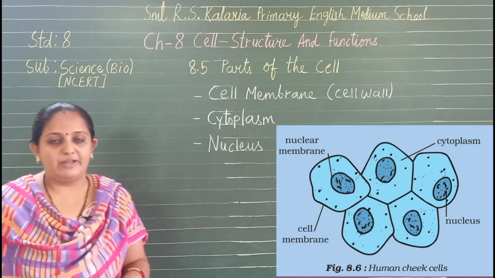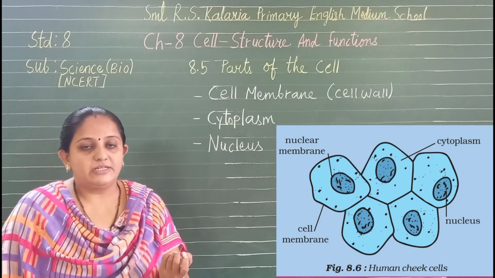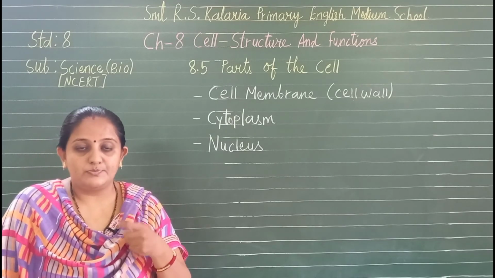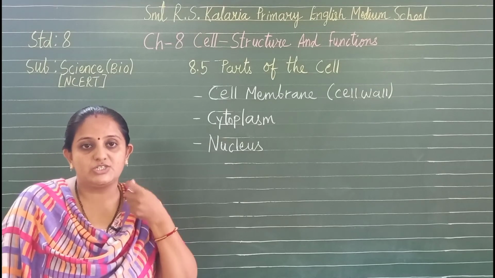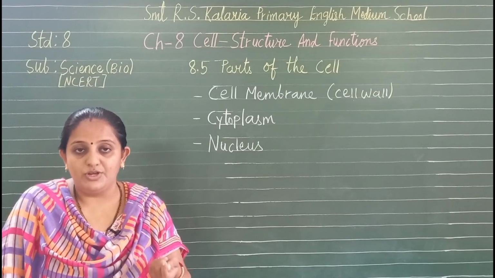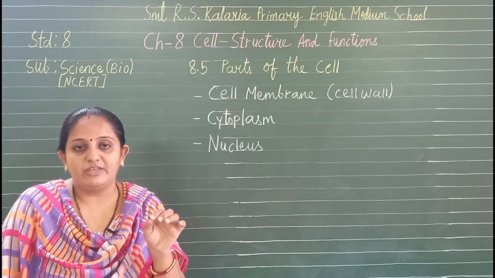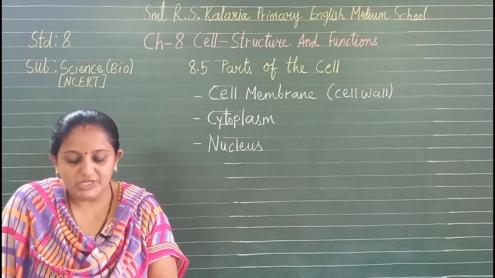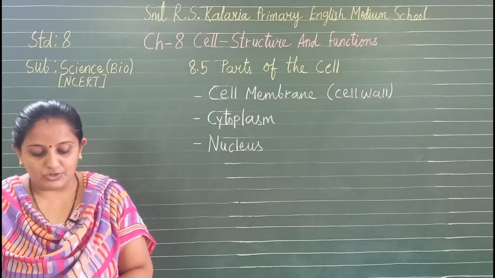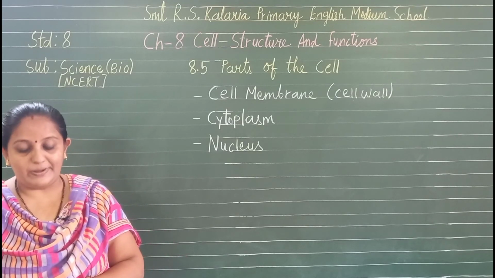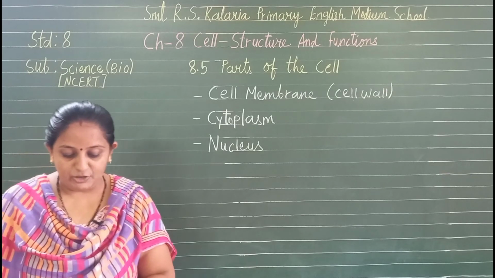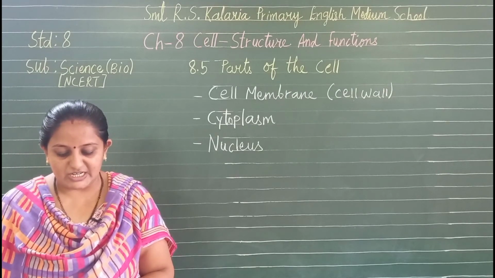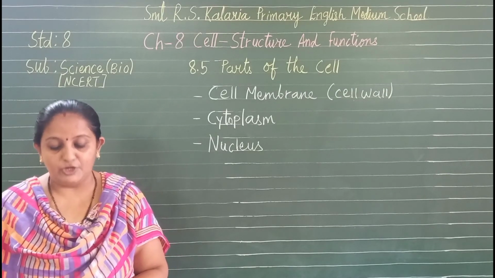Now this is a very simple activity. Taking a toothpick or a spoon, you just rub inside the cheek, the saliva comes on the spoon and you just observe that saliva with the help of a stain under a microscope. You will see this figure, the human cheek cells, which is labeled as nuclear membrane, cell membrane, cytoplasm and nucleus. Now cytoplasm is a jelly-like substance present between the cell membrane and the nucleus.